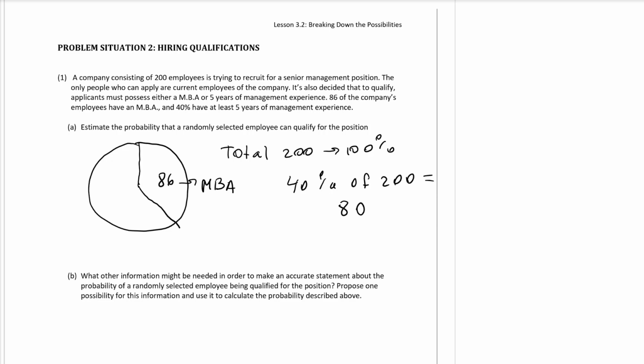Let's review. Nowhere here does it say that the 40% of those who have 5 years of management experience also have an MBA. It just says that 40% have management experience, but it doesn't tell us what the overlap is. So whether they overlap, we do not know. So therefore, what do we do? We can look at two possibilities, or maybe let's discuss all the possibilities.